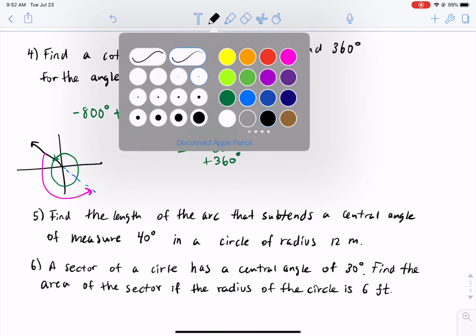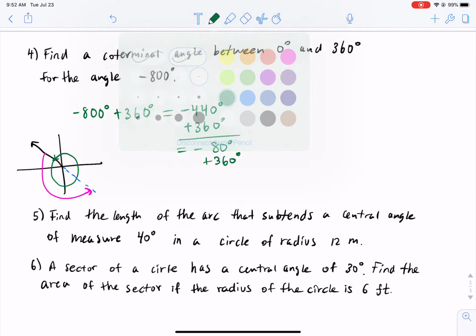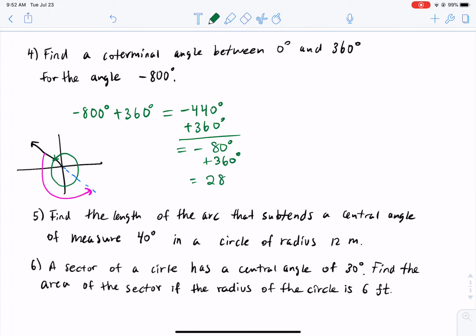So what is this going to give me when I add 280 degrees, right? And this is fine. This is an angle between 0 degrees and 360 degrees. If you think about this, we started with negative 800 degrees. How much did we need to add? So 360 plus 360 plus 360, 3 times 360 degrees, right? And that's what placed us at 280 degrees.